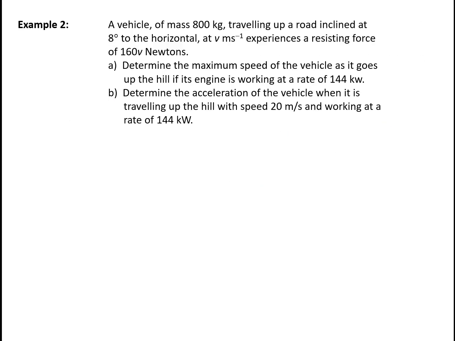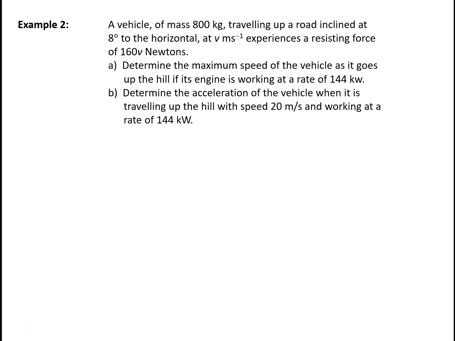Moving to a second example, we have a vehicle of mass 800 kilograms travelling up a road inclined at 8 degrees to the horizontal at V meters per second. It experiences a resisting force of 160 V newtons. We've got to determine the maximum speed of the vehicle as it goes up the hill if its engine is working at a rate of 144 kilowatts. And then secondly, we have to determine the acceleration of the vehicle when it's travelling up the hill with a speed of 20 meters per second and working at a rate of 144 kilowatts.